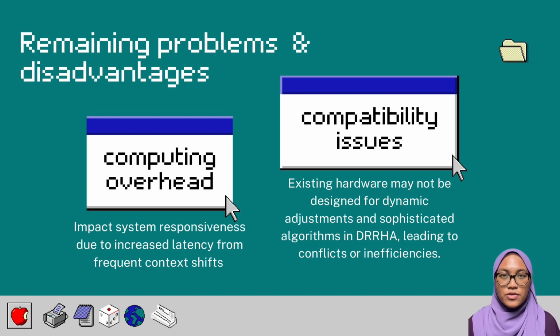While the dynamic round-robin heuristic algorithm (DRRHA) can offer advantages in terms of improved performance and energy efficiency, it may also result in increased computing overhead, system complexity, and compatibility issues, which are the problems and disadvantages of this algorithm.